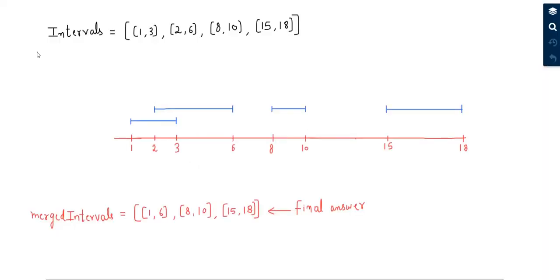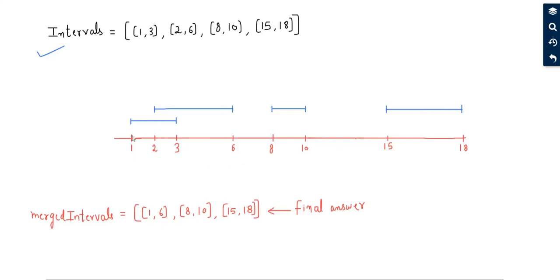So this is the input sample. In this input we are given four intervals. First interval is from 1 to 3, second is from 2 to 6, third is from 8 to 10, and fourth is from 15 to 18. The output would be 1, 6.